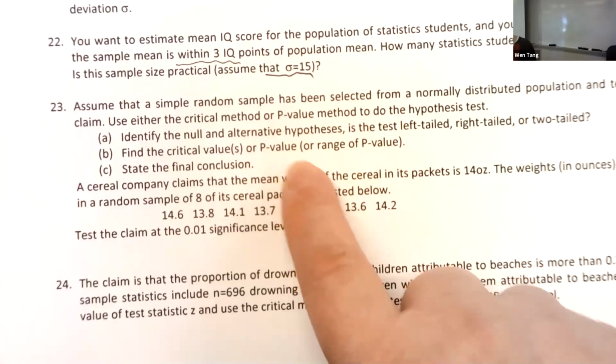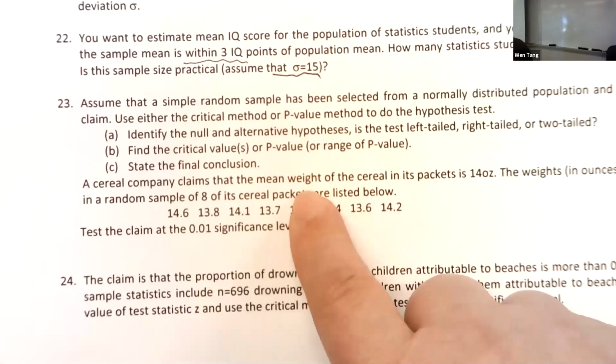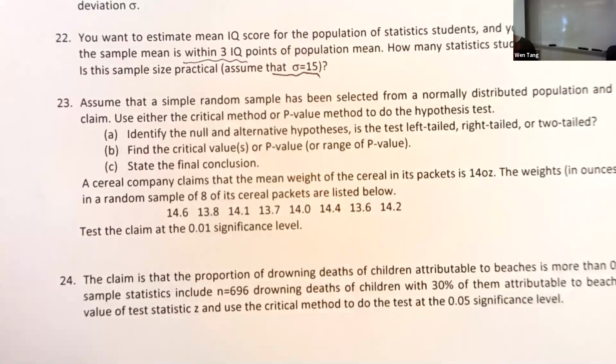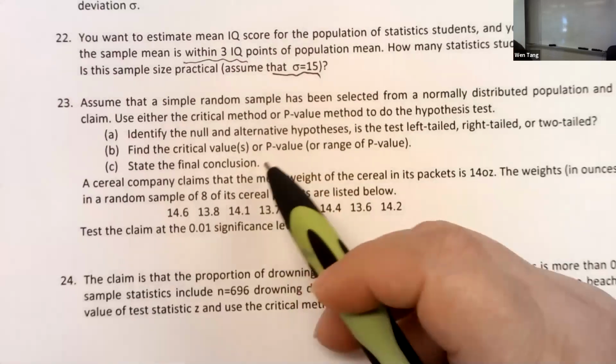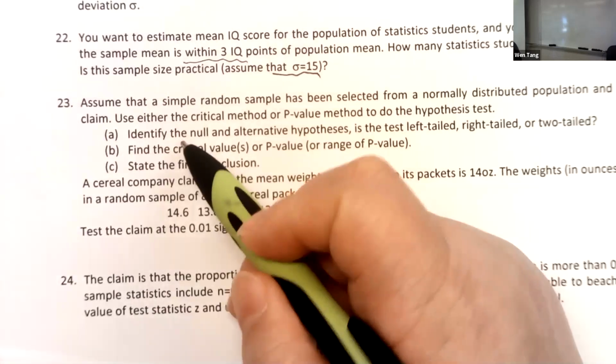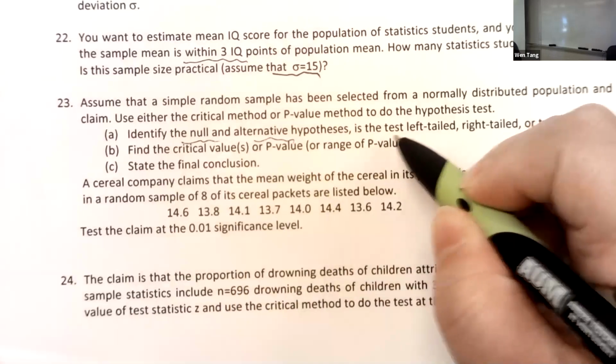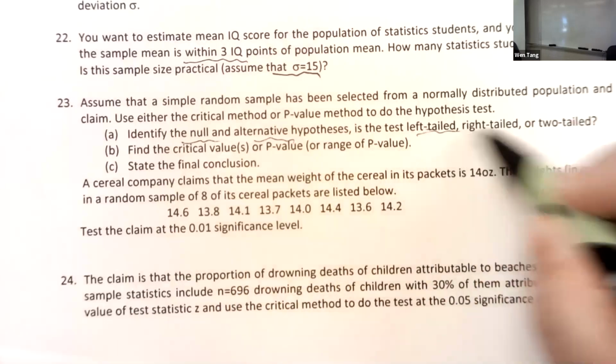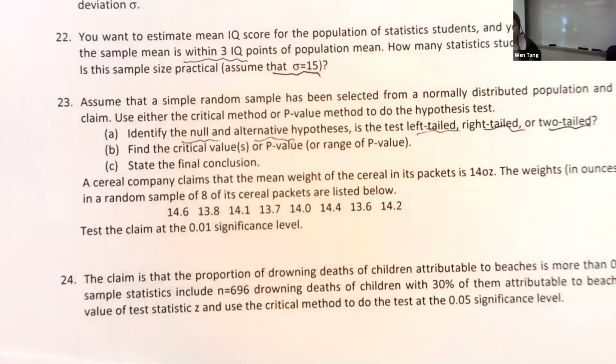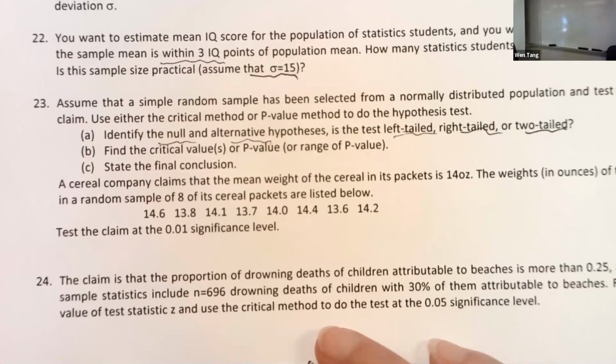So next one, number 23. Number 23, we are talking about the hypothesis test again. In part A, we need to list the null, the alternative, and also specify whether it's a left tail test, right tail test, or two tail test. So that's about the hypothesis test. Go back to check the claim.